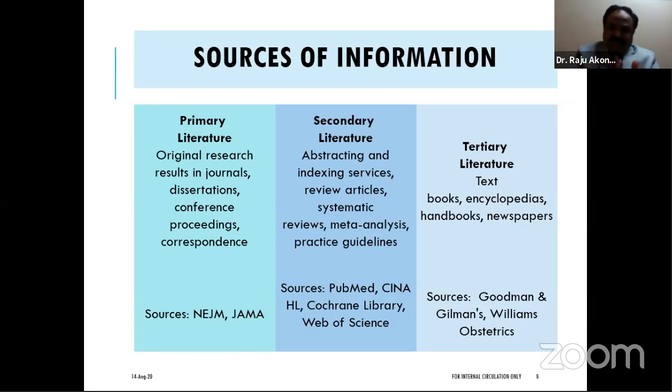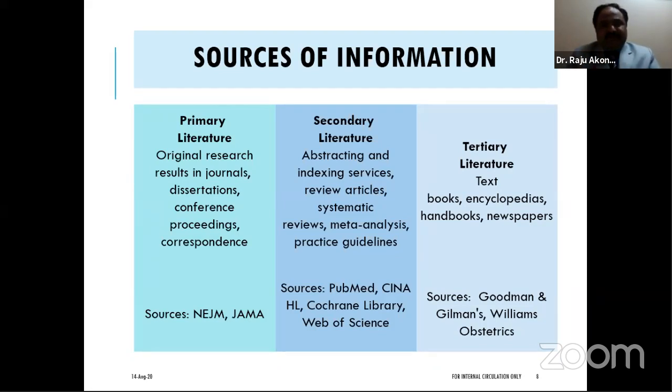So for secondary literature and primary literature, you have to know where to go, which part of the literature or which agency or website gives you the exact information. You have to have an idea about that, right?